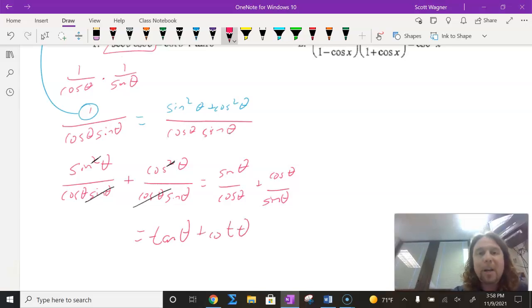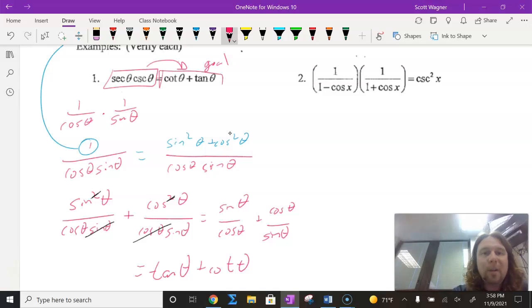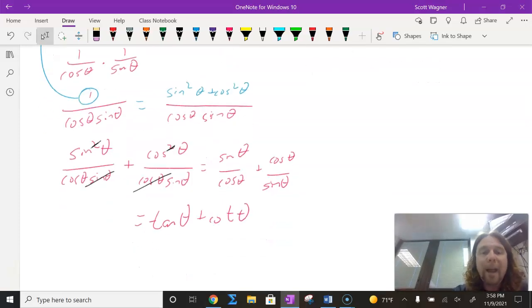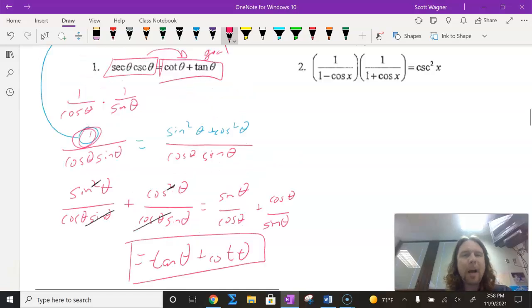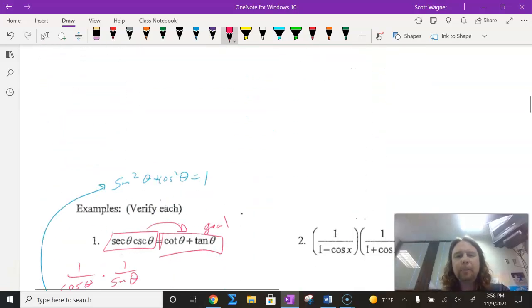I'm looking to get to cotangent plus tangent, which is what I have. Cotangent plus tangent is tangent plus cotangent, so I've got it all simplified out. Some of the steps are very similar to what we've been working with. Some might take a little bit more, like realizing how to transform that 1 right there into sines and cosines. So we'll keep practicing, and let's try another one here.